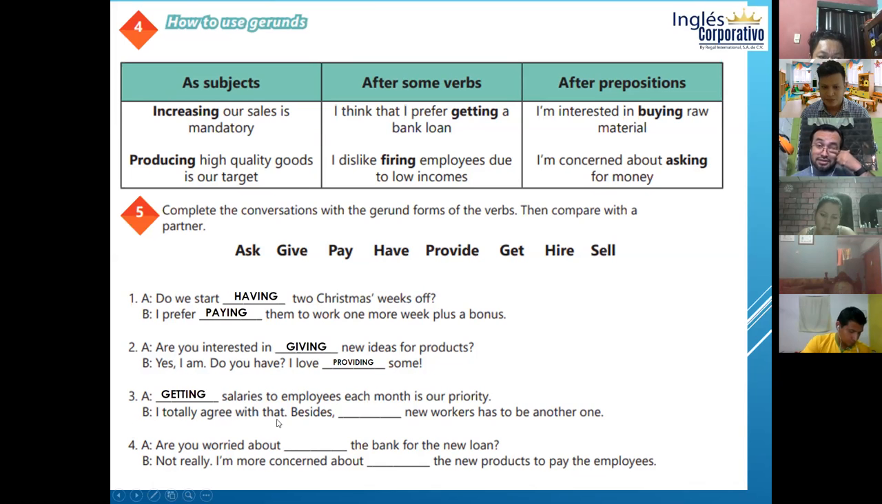I totally agree with that. Besides. This one. Right? Hiring. Hiring new workers has to be another one. Another one, really good. Le escuchó aquí, hiring, right? That's it, William. Thank you. Okay, the last one. Who wants to help me with the last one? Asking. Okay, that's good. Let's see. Asking, what is the other one? Okay, asking, yeah. Okay, Fabricio, can you read the question, please?